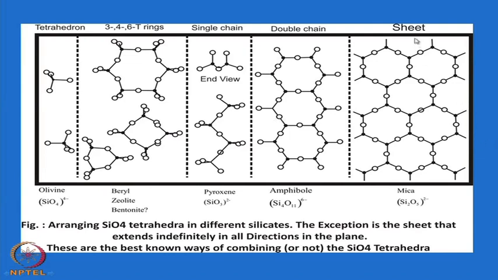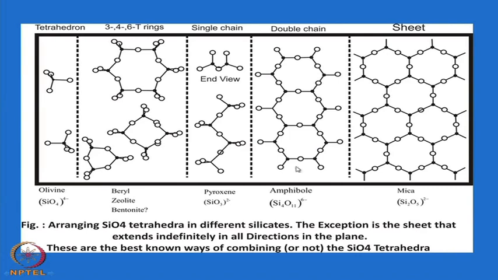Okay. So, sheet structure, this is what we call the sheet structure of silicates. So, you have many different forms of silicates. Okay. You have olivines, you have beryl type of structures, pyroxenes, amphiboles and mica. Okay. Mica is certainly a very useful mineral, and the structure is what we call a sheet structure.